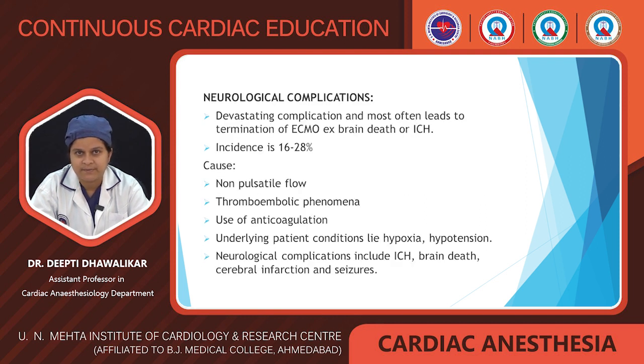Next is neurological complications. They are one of the devastating complications and most frequently lead to termination of ECMO, for example brain death or massive ICH. Incidence is 16 to 28%. Causes of neurological complication are non-pulsatile flow, thromboembolic phenomena, use of anticoagulation, underlying patient conditions like hypoxia, hypotension, and neurological complications basically include ICH, brain death, cerebral infarction, and seizures.